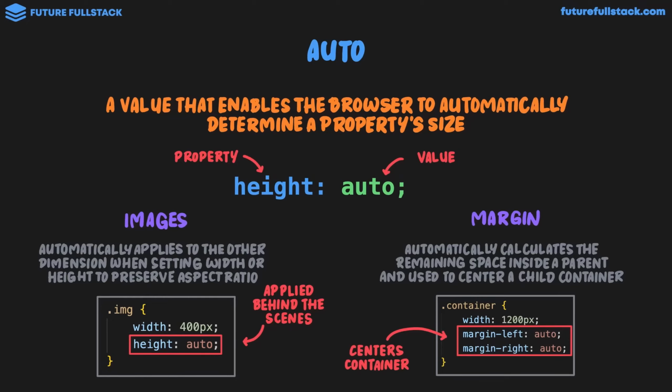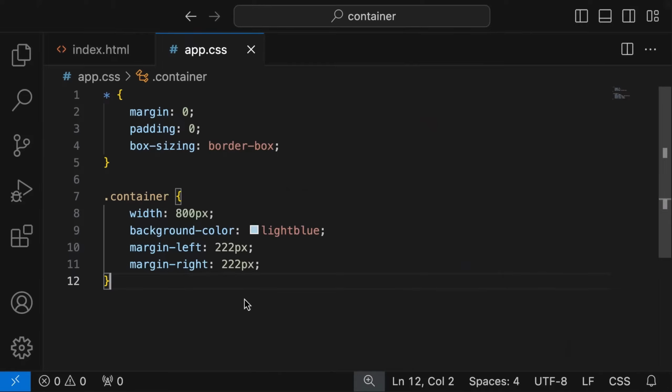So let's jump into VS Code and fix up the problem we had before. I'm back in app.css, and I'm just going to remove the value we hard-coded and update it to auto. And I'll do the same for margin right. So let's now check it out in the browser.